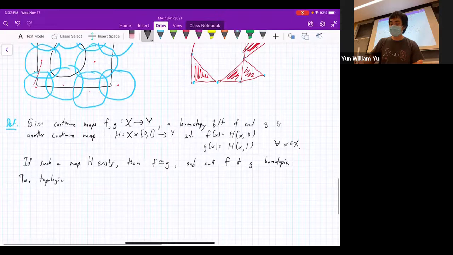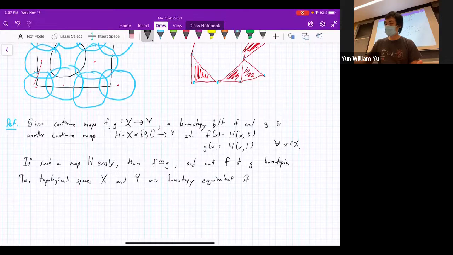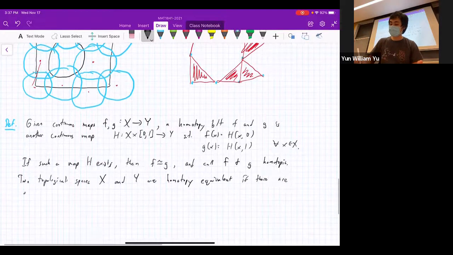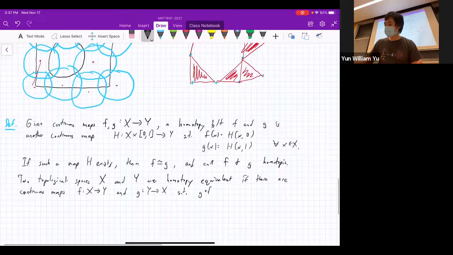Two topological spaces, let's say X and Y, are homotopy equivalent if there are continuous maps f from X to Y and g from Y to X, such that g of f is homotopic to the identity on X, and f of g is homotopic to the identity on Y.